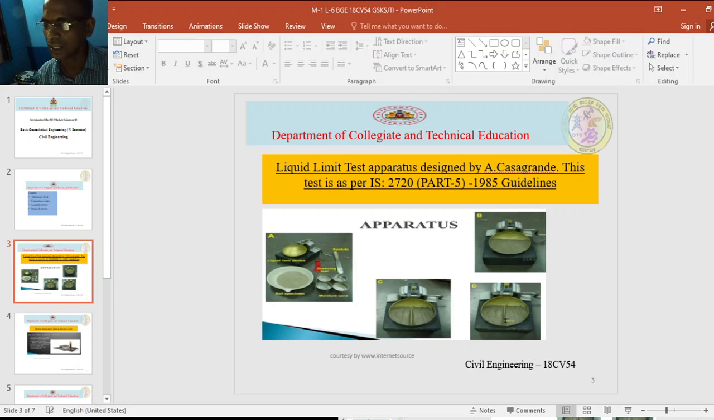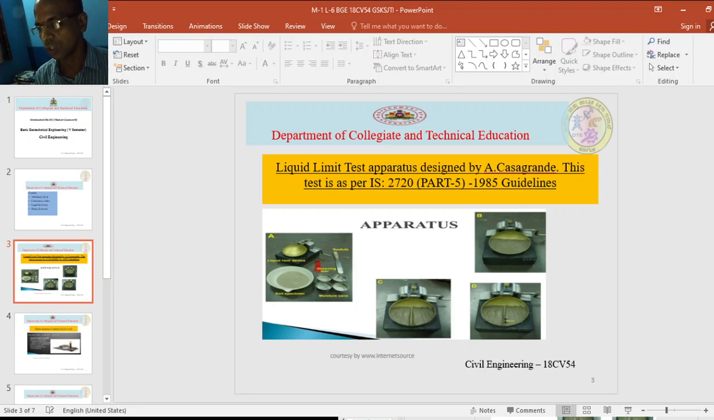Casagrande did a lot of research work in the laboratory and formulated a procedure for conducting the liquid limit test. Subsequently, that procedure was adopted in the Bureau of Indian Standards code of practice, IS 2720 Part 5, 1985, with the following guidelines. First, take soil passing through a 425 micron IS sieve. It may be oven dry soil or air dry soil.